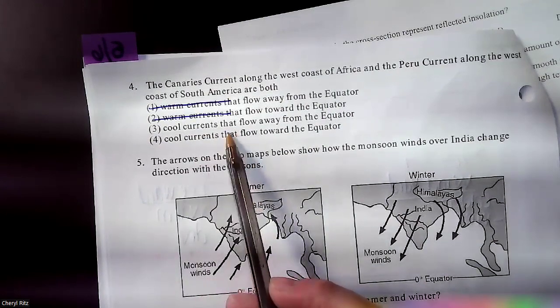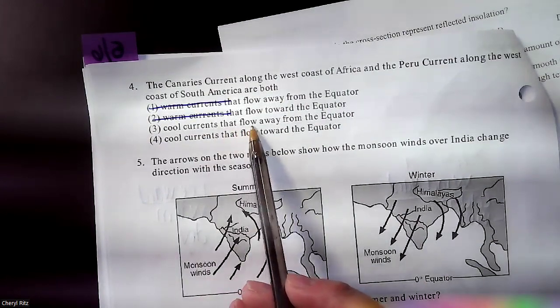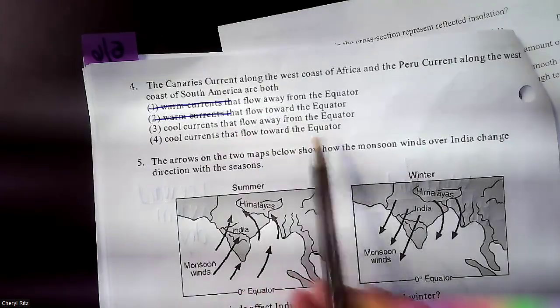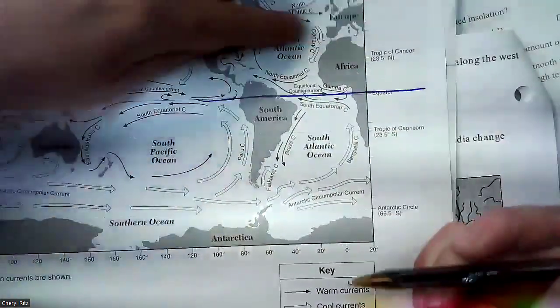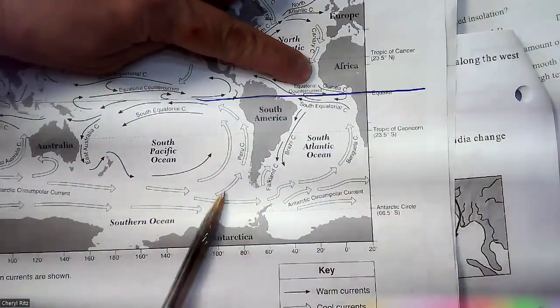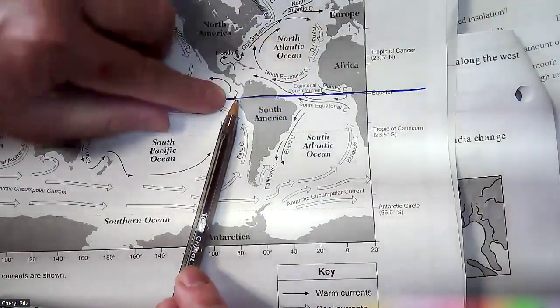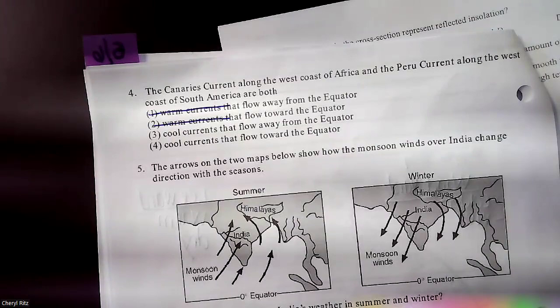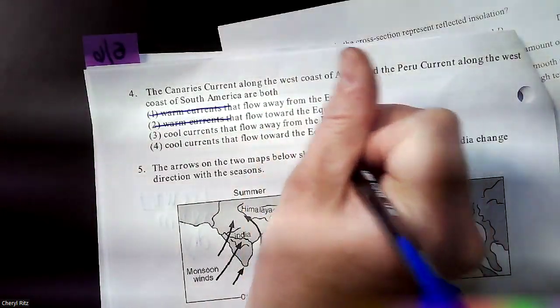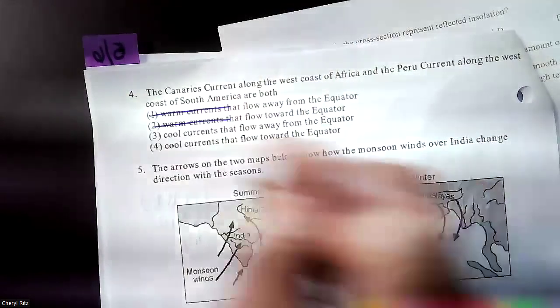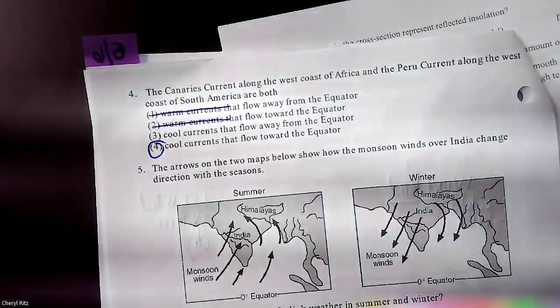And then we look at the rest of the answers. The rest of the answer is either they flow away from the equator or flow towards the equator. Well, here's the equator, the Canary Current's going towards, and the Peru Current they're both going towards. Did you maybe not use your reference table? Okay, yeah, definitely got to use our reference table. They flow towards, that's answer 4.